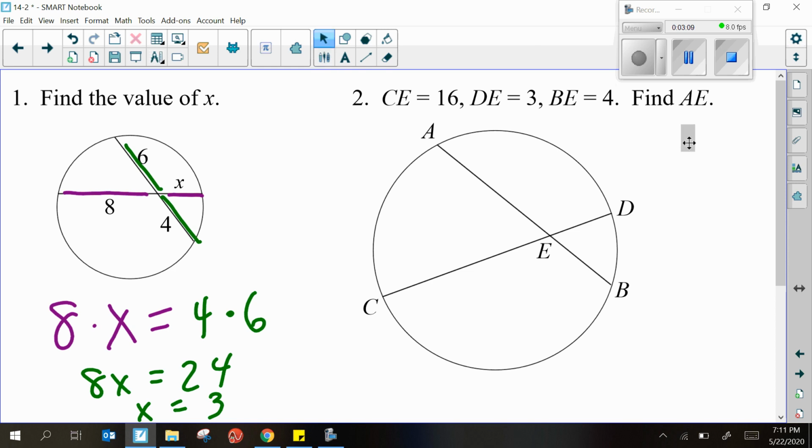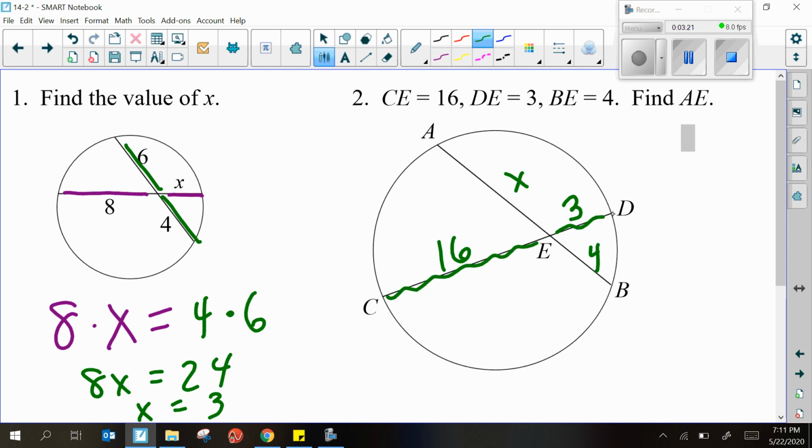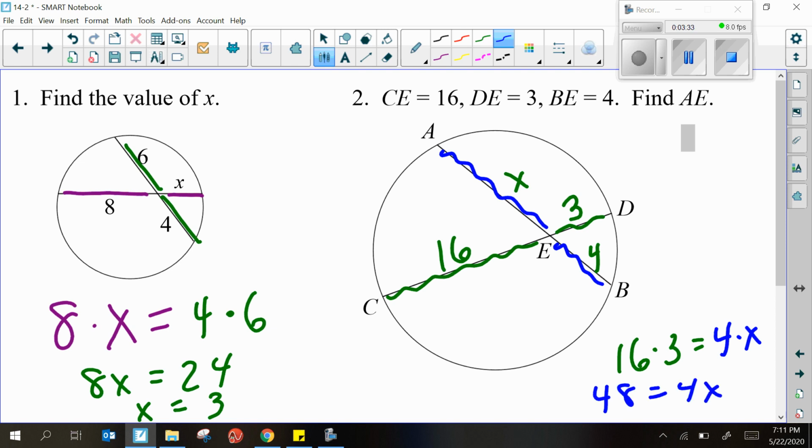Our next example, we have BE is 4 to uncover. So we have CE is 16, DE is 3, BE is 4, find AE. So same idea going on here, 16 times 3 is going to equal x times 4. So 48 equals 4x, divide by 4, x is 12.